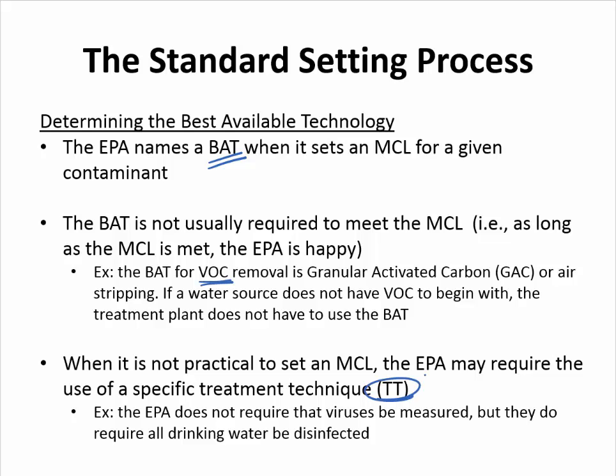An example of this is that viruses are not required to be measured. It's actually very costly and difficult to measure viruses in the laboratory. So instead of setting a numeric criteria, the EPA requires that all drinking water be disinfected and must meet something called CT values. And we will review this when we do drinking water treatment.